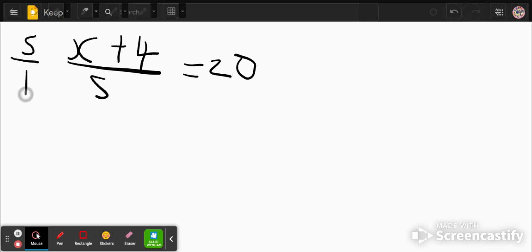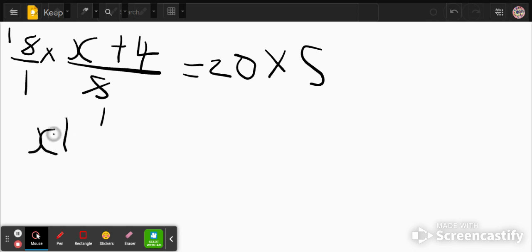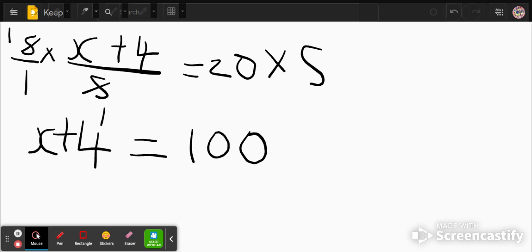So 5 over 1 multiplied by x plus 4 over 5 is equal to 20 multiplied by 5. Because it's an equation, what you do to one side, you have to do to the other. So the 5s will cancel each other, right? So therefore, we're left with x plus 4 is equal to 20 multiplied by 5, right? And we know that's 100. So therefore, x plus 4 is equal to 100.